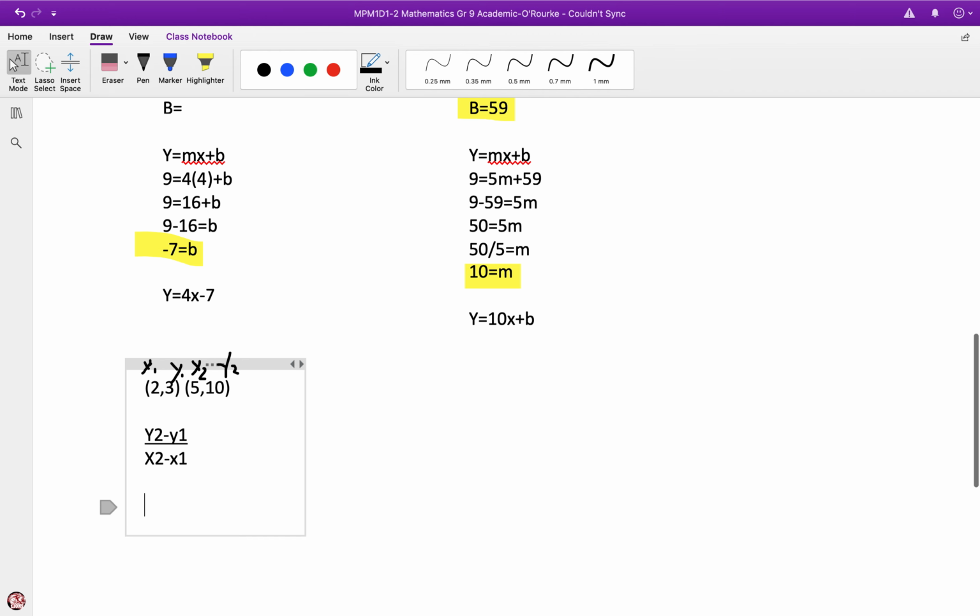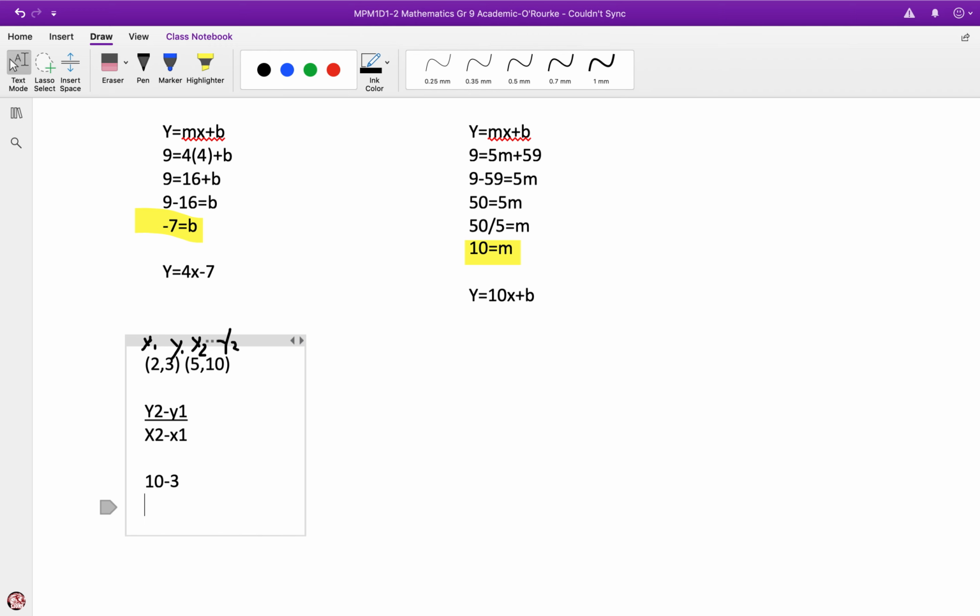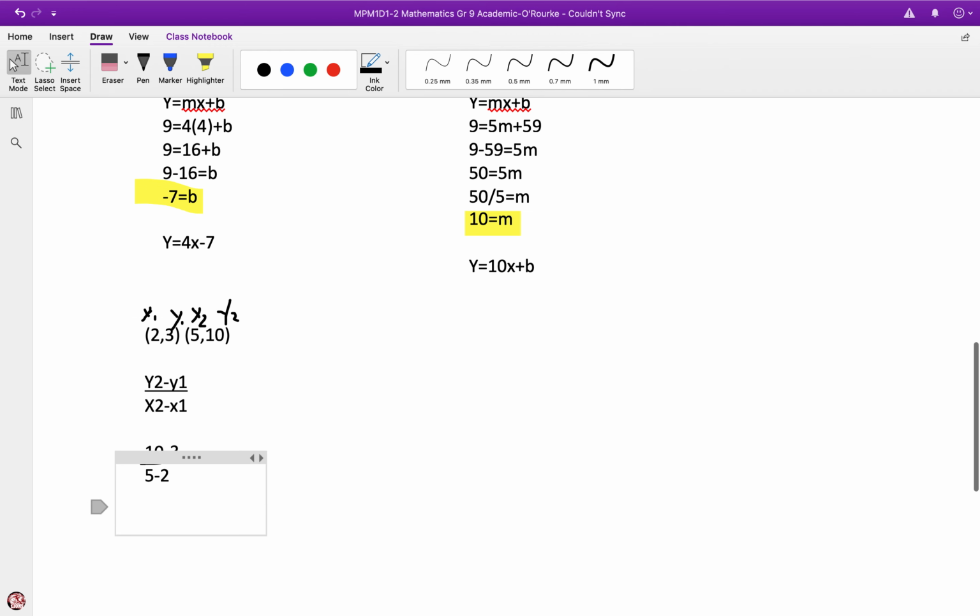So now, let's plug in our points. We have 10 minus 3 over 5 minus 2. This is going to give me a super ugly number, which I didn't really want, but I should have planned my points out a little bit better. So that's going to give me 7 over 3. So that is my m value. I can't do anything about that. That's what it is.